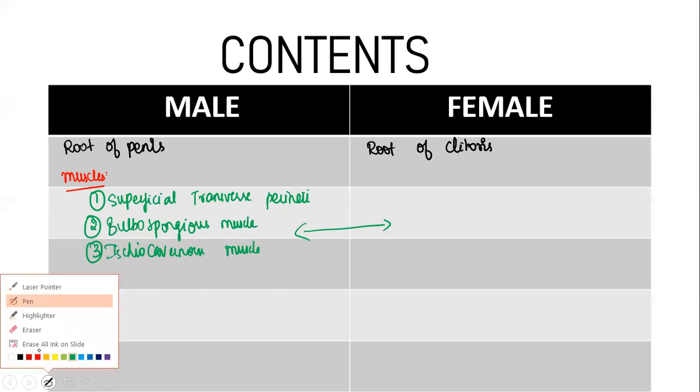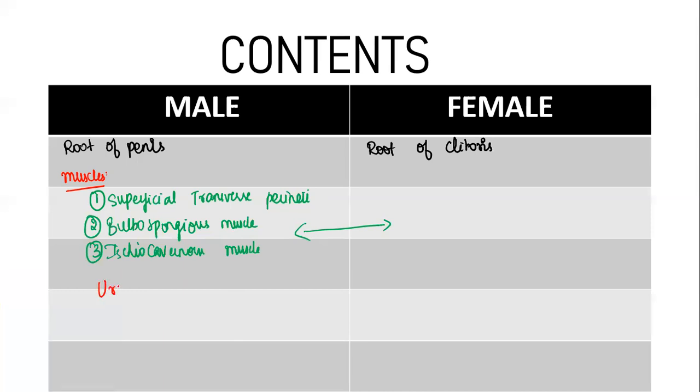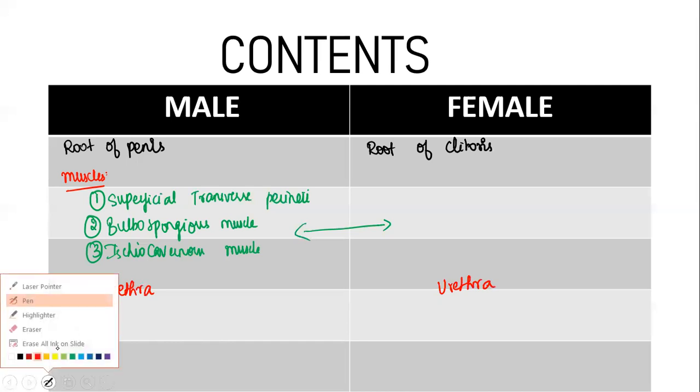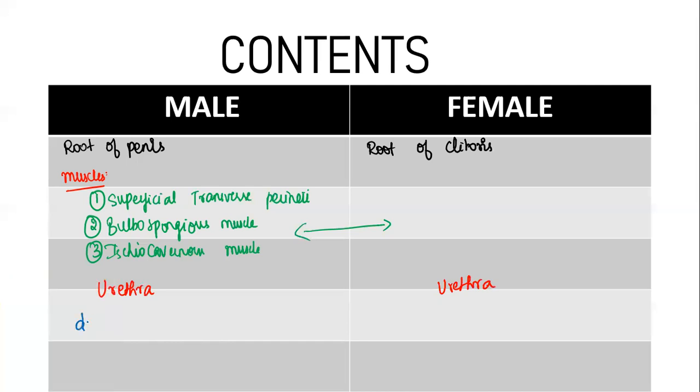Then we will have the urethra. In the female, again the urethra. Then, very important for your MCQ exams, please make a note. In the males, the duct of the bulbourethral glands opens in the superficial perineal pouch, whereas the Bartholin gland, sorry, Bartholin is a female gland, is a content of the female superficial perineal pouch.